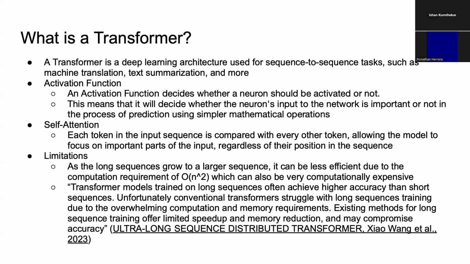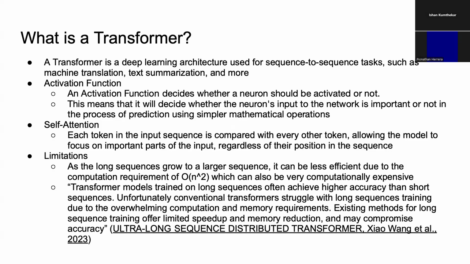And the next one is self-attention, not activation function, sorry. Self-attention is pretty much the process where each token in the input sequence is compared with every other token, allowing the model to focus on important parts of the input regardless of the position in the sequence. So transformers are what pretty much every language model uses, like ChatGPT, Claude, etc. This is the main fundamental of machine learning that makes up the whole space of predictions.